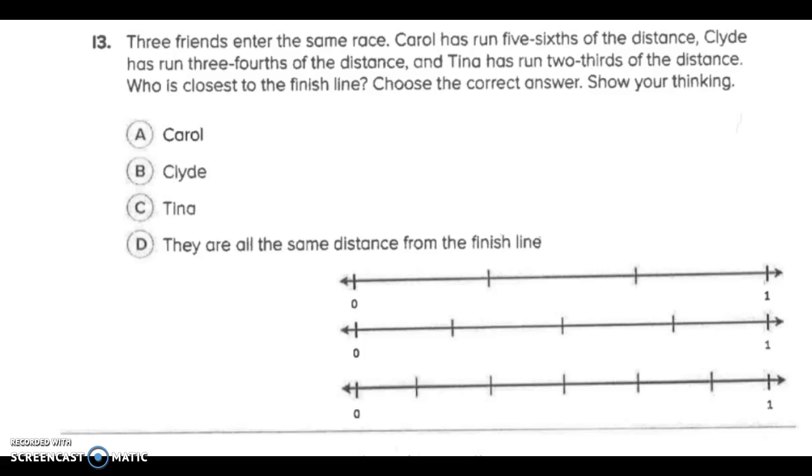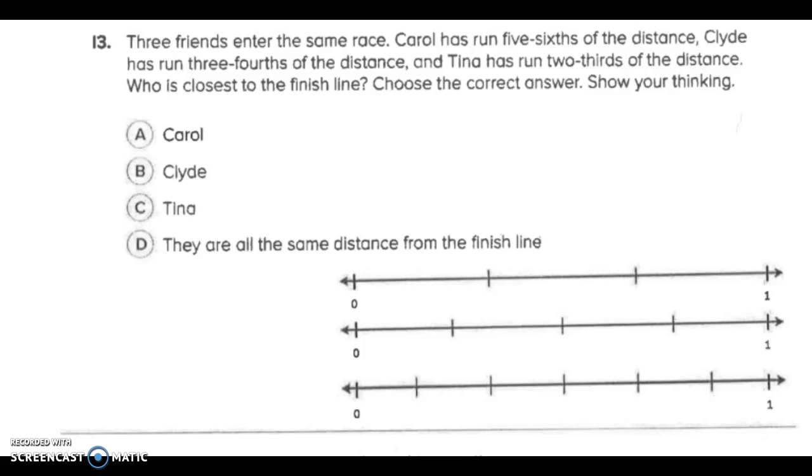Number 13. 3 friends enter the same race. Carol has run 5/6 of the distance. Clyde has run 3/4 of the distance. And Tina has run 2/3 of the distance. Who is closest to the finish line? Choose the correct answer. Show your thinking.